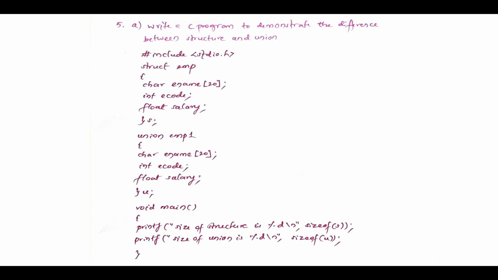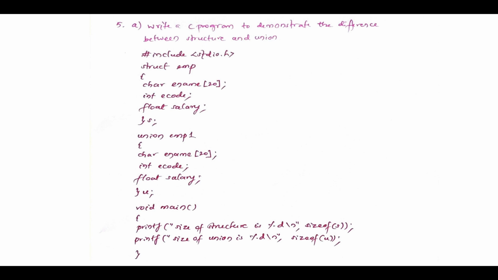Now we are into the next part, that is the last part. The question is: write a C program to demonstrate the difference between structure and union. We have taken two components, structure and union. Structure has different types of items.